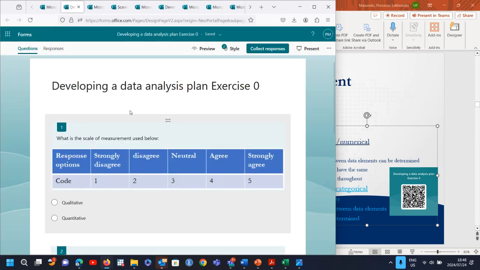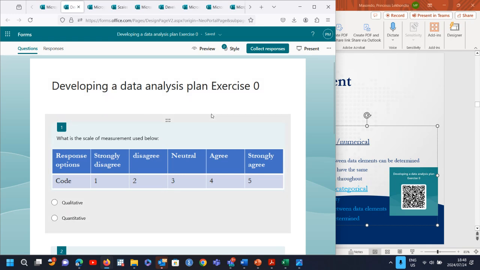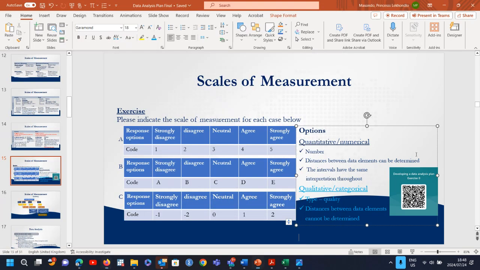Okay, no attempts as yet. Were you able to post it? You can also access it through the Snapchat. Scan the code, and you'll be able to complete the exercise here. So I'll give you maybe 2 more minutes to attempt to respond to the exercise. Exercise 0.